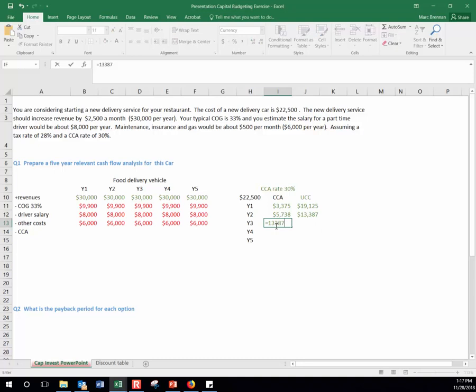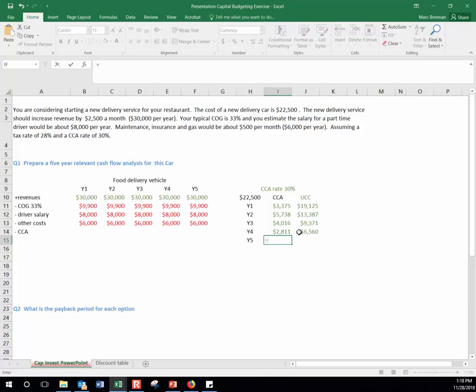So $13,387, which is my new value, my up-to-date value, times the CCA rate. And then my running value, my up-to-date value at the beginning of year three is $13,387 minus how much I depreciated. And then we go $9,371 times my 30%, and then go $9,371 minus my depreciation expense for that year.